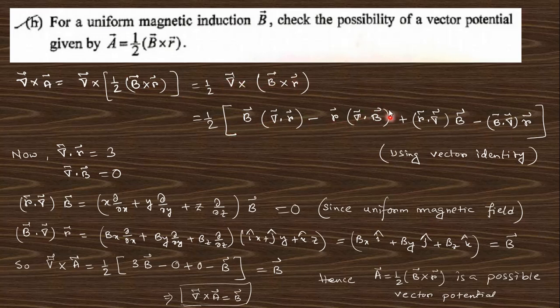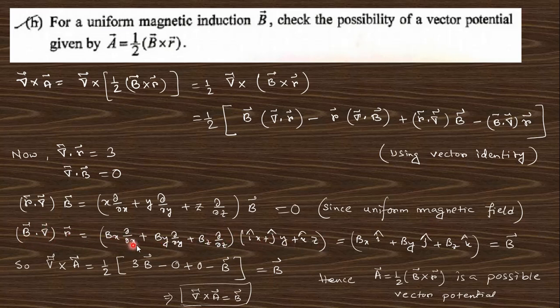Here you can say the divergence of B is 0, and the divergence of B equals uniform, because this is uniform, and these two terms are also 0, and the divergence of R is 3, no problem. So B can be written as i cap Bx plus j cap By plus k cap Bz. With the dot of this gradient function, you will get this one, and the curl like that.